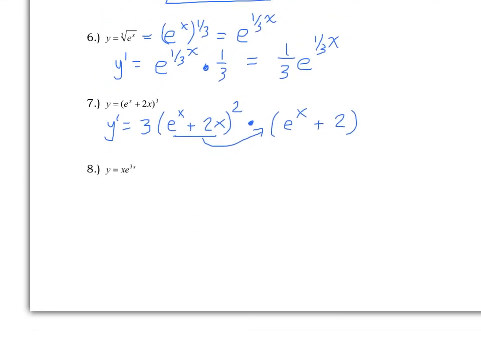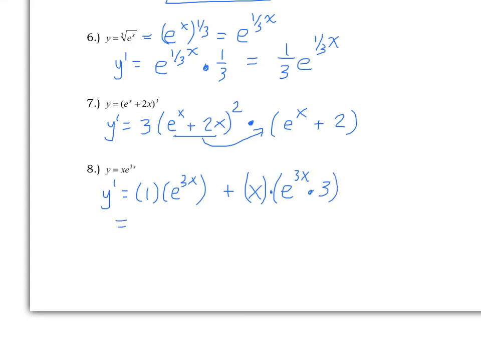Last one on this page, notice we have a product of two functions, x and then e to the 3x. So we need our product rule, okay? So derivative of the first would be 1. Keep the second one the same. Plus, now reverse it. Keep the x the same. And now I'm going to multiply by the derivative of the second. So that would be e to the 3x times 3.